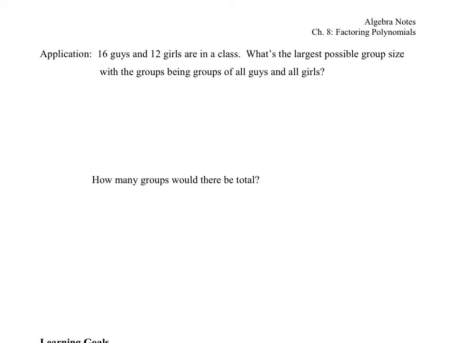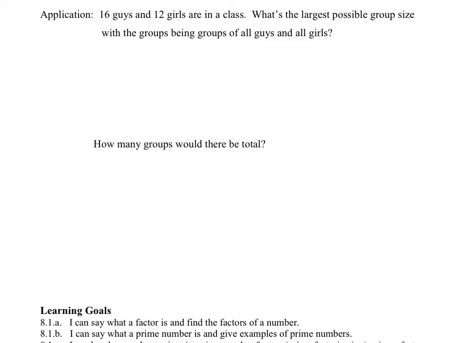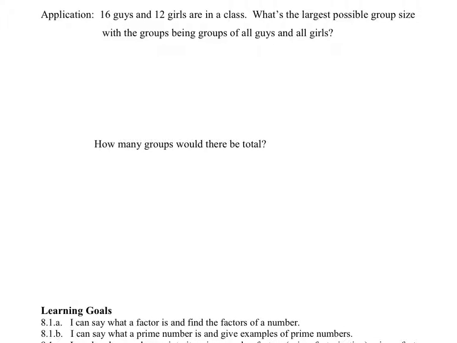In application then, if you have 16 guys and 12 girls in a class, what's the largest possible group size with groups being all guys and all girls? Does anybody know what we're trying to really do for 16 and 12? Trying to find the greatest common factor. What number could you divide both the groups by? How many people could you break the groups up into, groups of, and not have a decimal, not have a partial? And it's 4. Yep. So 4.